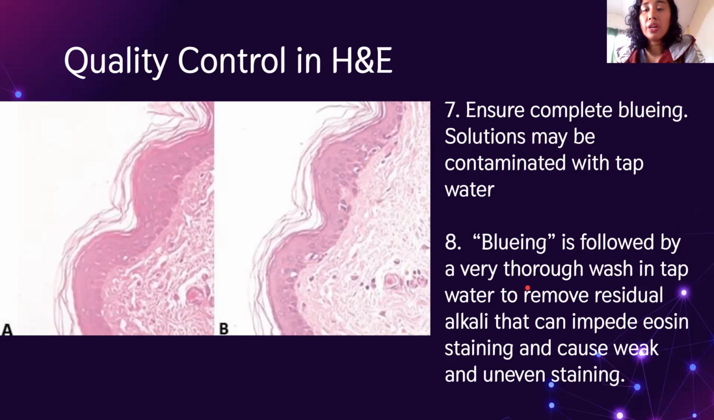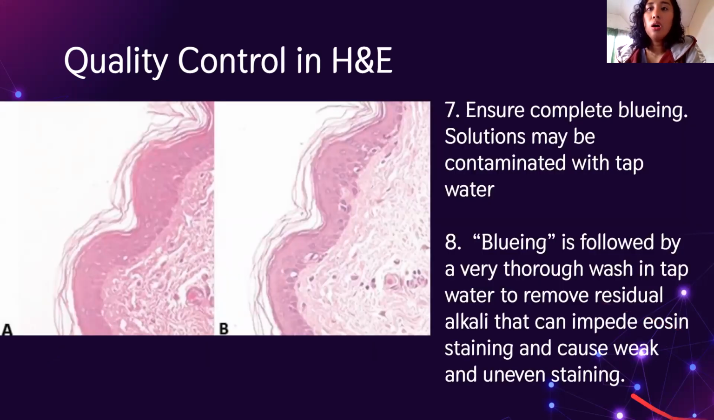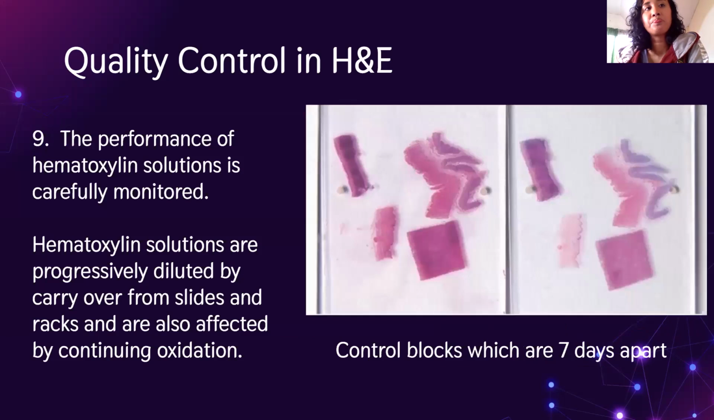Bluing is followed by a very thorough wash in tap water to remove residual alkali that could impede the eosin staining and cause weak and uneven staining. So guys, ang eosin, if I'm not mistaken, is acidic, okay? So pag nilagyan mo siya ng bluing solution, it could impede your eosin. So one solution of that daw is add acetic acid.